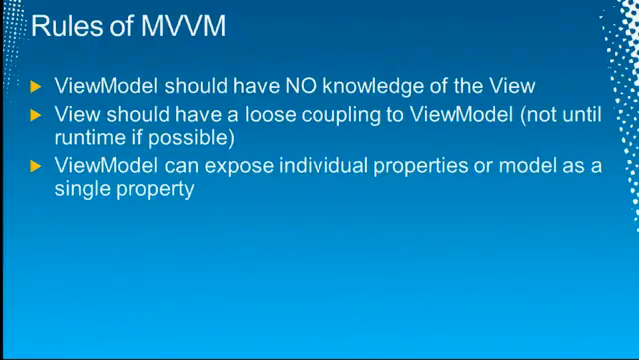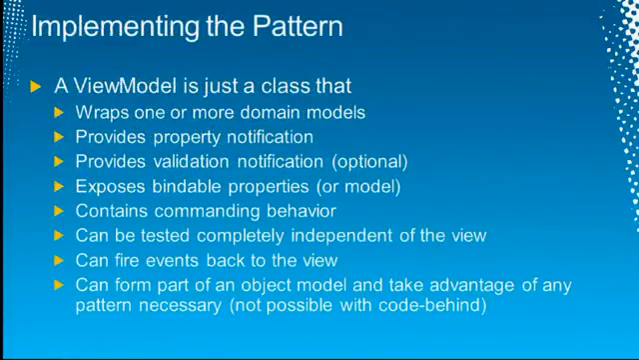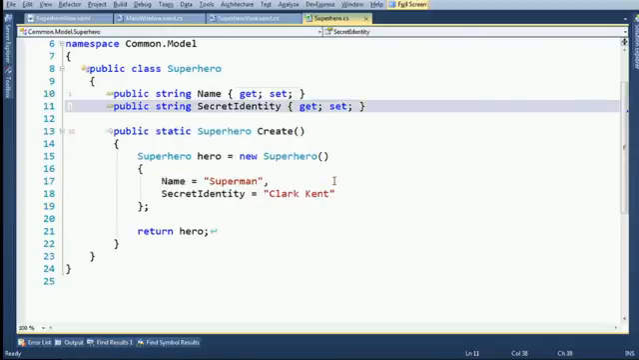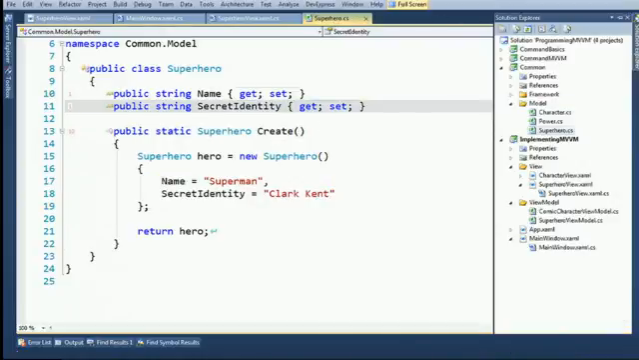And the other rule is, I'm going to show you an example of each of these. View models can either expose their own properties, or they can expose the model as a whole. And I'm going to show you why you need to know these two things. Because the first one that we're going to do is the former.